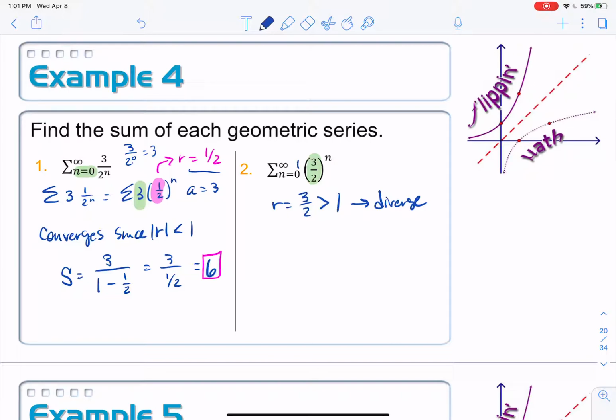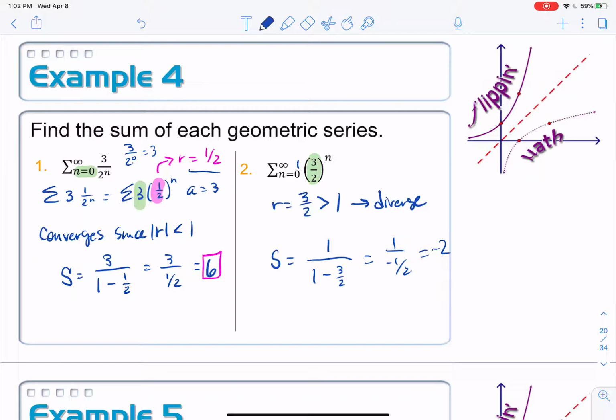But if you were to try to plug these numbers into the formula, this is what you'd get. Sum is equal to the first term. If I plug 0 in here, I'd have 3/2 to the 0 power. You'd get 1 over 1 minus your common ratio, 3 over 2. That is 1 over 1 minus 3/2. Let's see, that would be 1 over -1/2, which is equal to -2.